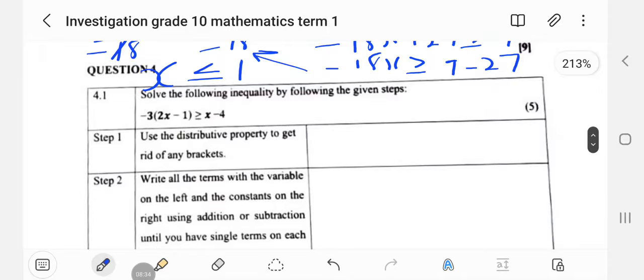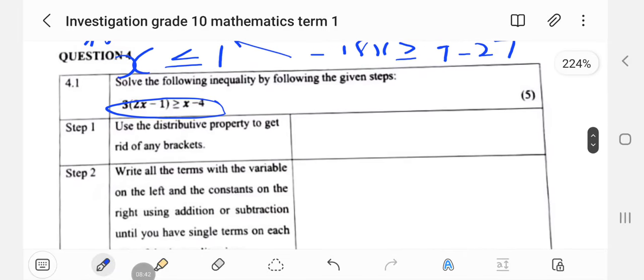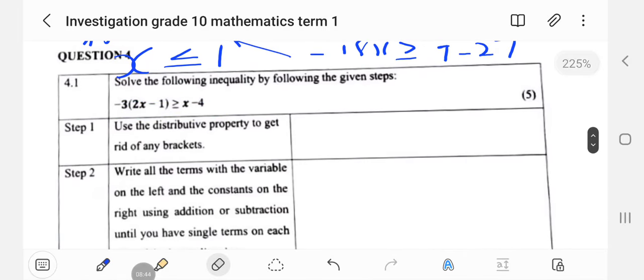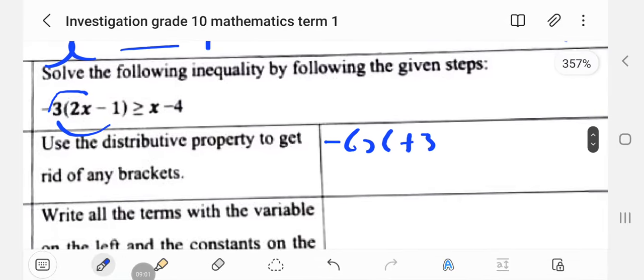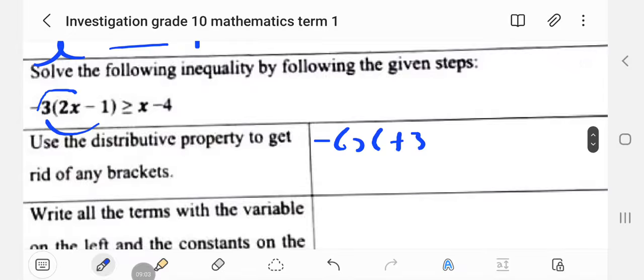4.1, solve the inequality by following the given steps. So we're going to try and solve this one. Number 1, use the distributive property. Distributive means we multiply everything inside the bracket. So minus 3 times 2x is minus 6x. Minus 3 times minus 1 is plus 3. And then we have the inequality x minus 4.